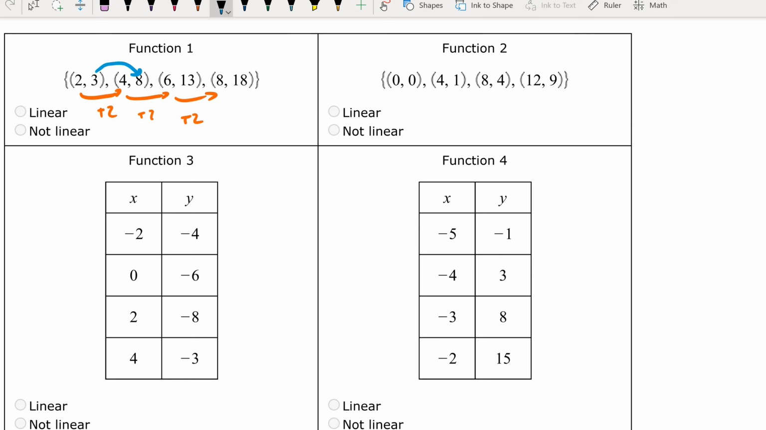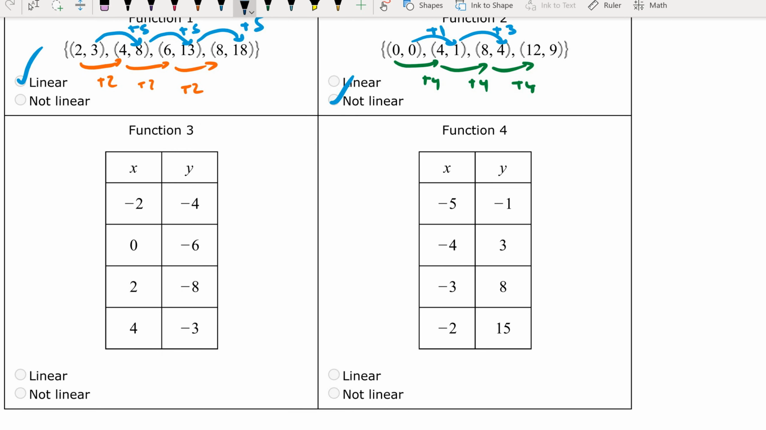Now the pattern of y, 3 to 8 is adding 5. 8 to 13 is adding 5. 13 to 18 is adding 5. So the y also follows the same pattern, so it is a linear function. So that's the same idea for the rest of this table. So 0 to 4 increasing by 4, 4 to 8 increasing by 4, 8 to 12 increasing by 4, 0 to 1 increasing by 1, 1 to 4 increasing by 3. It already breaks the pattern right here. So it's not a linear function.